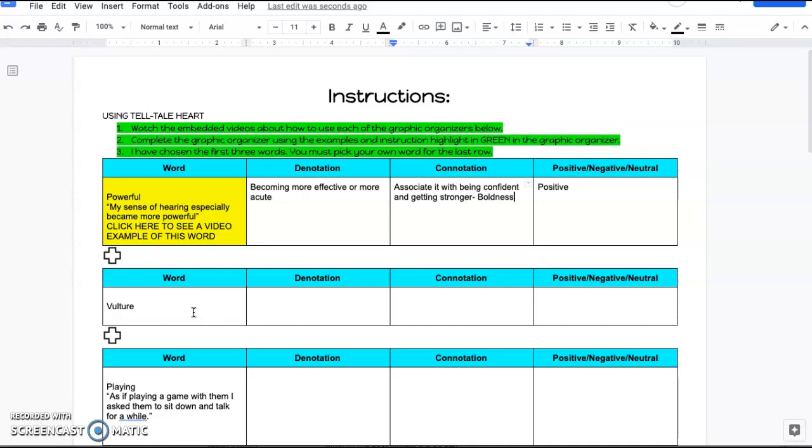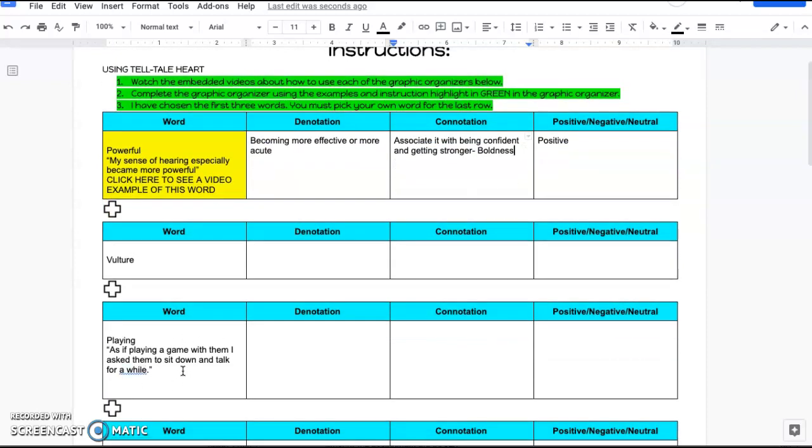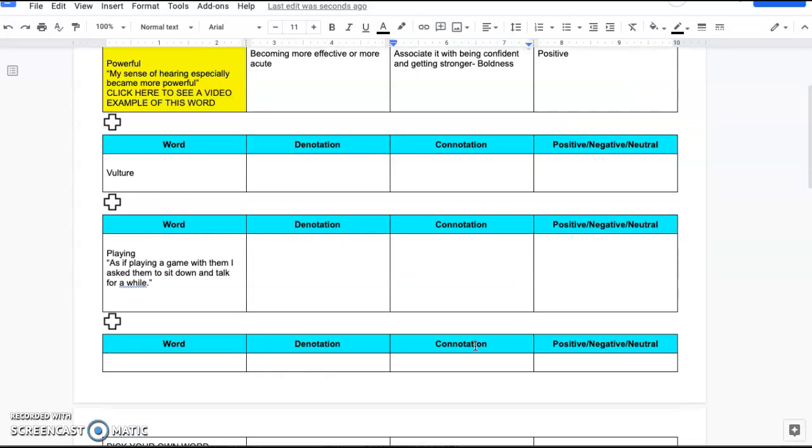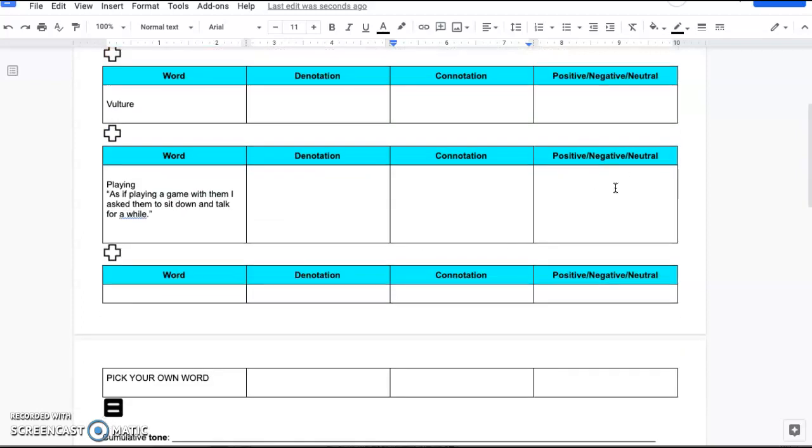So you're going to do the same thing with these two words down here. Vulture, I did not include the quote because he says it several times. And then playing, I did give you the quote so you could go find it easier. So you're going to do the same thing. Look it up, see how it works, think about the connotation that you associate this word, make sure that your connotation makes sense in the context, and then pick a positive or negative or neutral tone based on how it's used, plus your connotation. All those things have to go together.